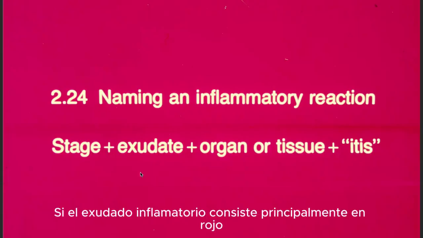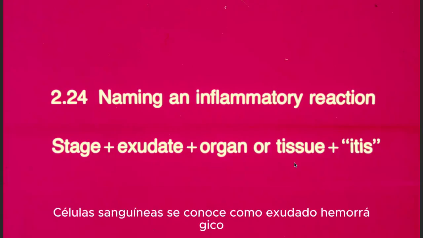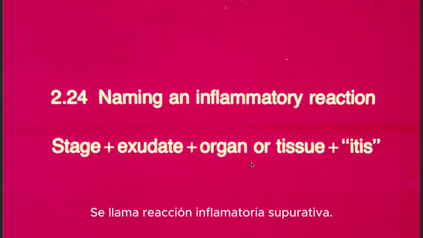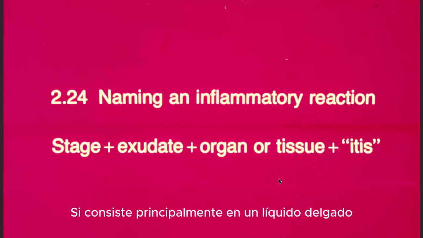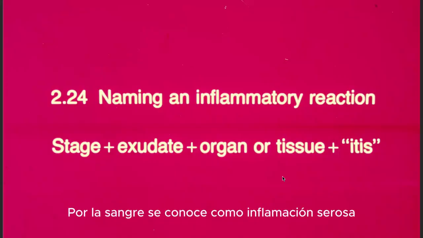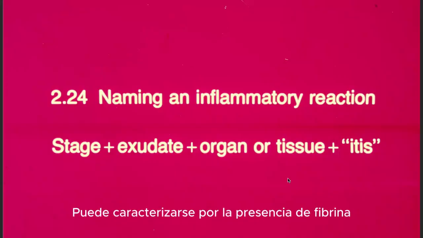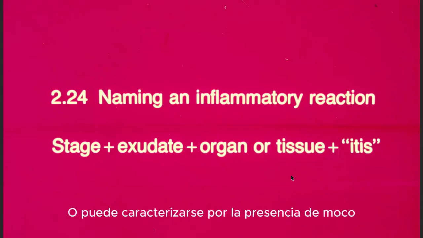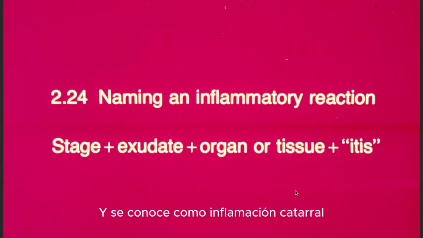If the inflammatory exudate consists primarily of red blood cells, it is known as a hemorrhagic exudate. If it consists of pus, it is called a suppurative inflammatory reaction. If it consists primarily of a thin liquid from the blood, it is known as a serous inflammation. It may be characterized by the presence of fibrin and is called a fibrinous exudate, or it may be characterized by the presence of mucus and is known as a catarrhal inflammation.